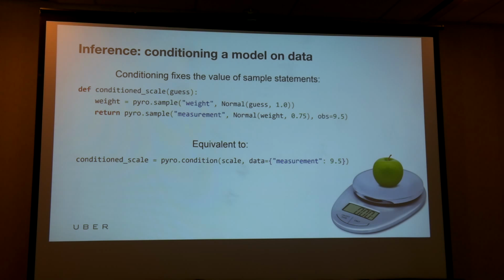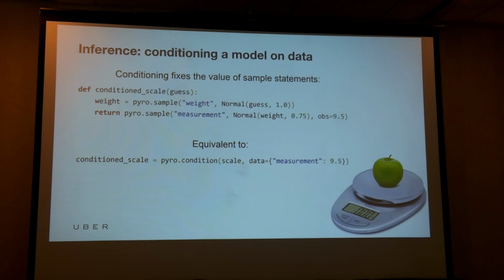So how would we actually use our super simple kitchen scale model here to weigh a piece of fruit? That is, we put the apple on the scale. We get out a number. Say we get the number 9.5 ounces for this apple. And we'd like to know what the distribution over possible weights is, given this observation of this random measurement.